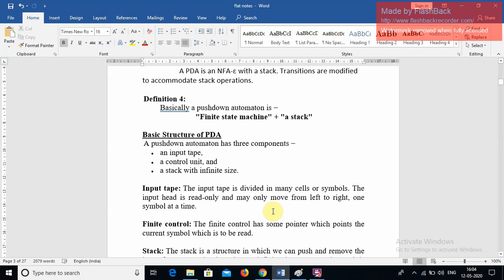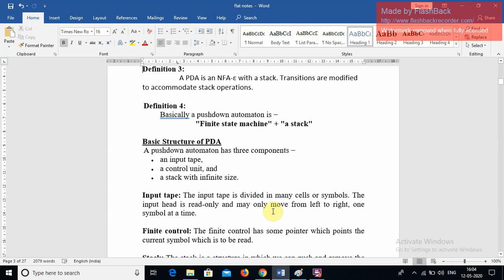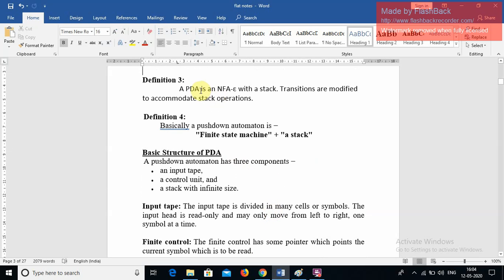So the third definition: a PDA is an NFA epsilon with a stack. That means NFA epsilon is simply an FA, and with a stack it is called a PDA. Another informal definition is that a pushdown automata is simply a finite state machine as well as a stack. The combination of these two is simply nothing but a pushdown automata.